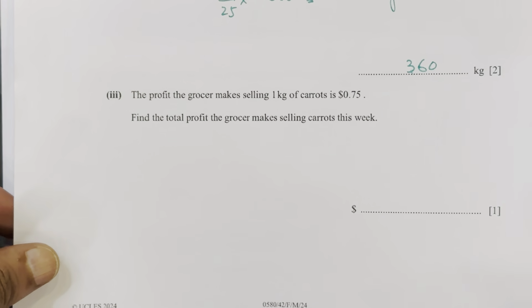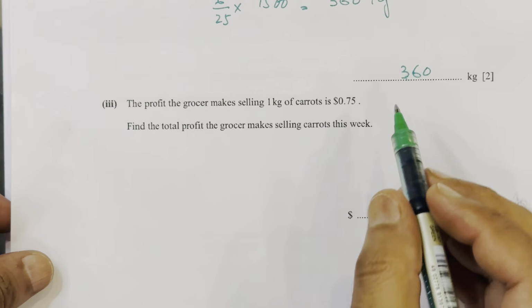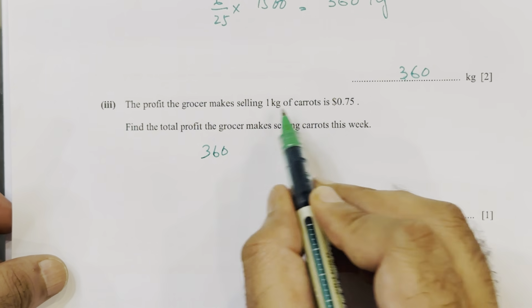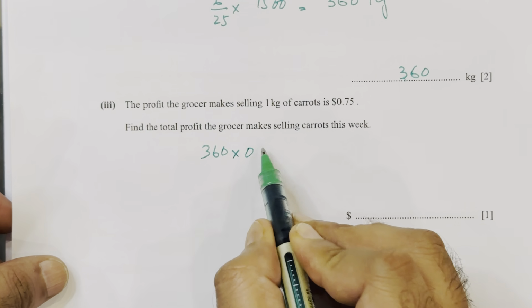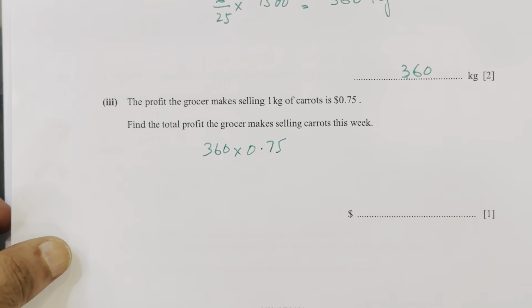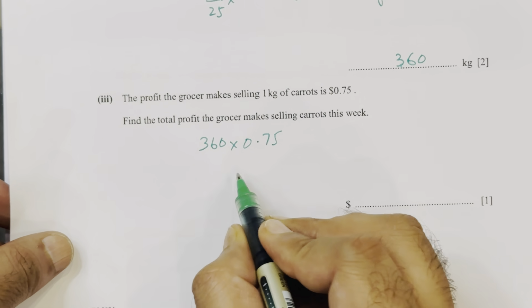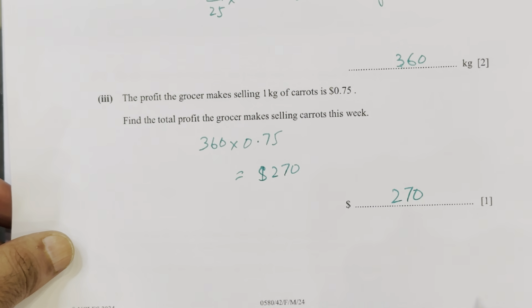Moving to its third part, the profit the grocer makes selling 1 kg of carrots is $0.75. Find the total profit the grocer makes selling carrots this week. We know that this week the sale of the carrots is 360 kg, and the profit per kg is 0.75. So we're going to multiply 360 by 0.75, and we get the value that is equal to $270. So our final answer would be $270.